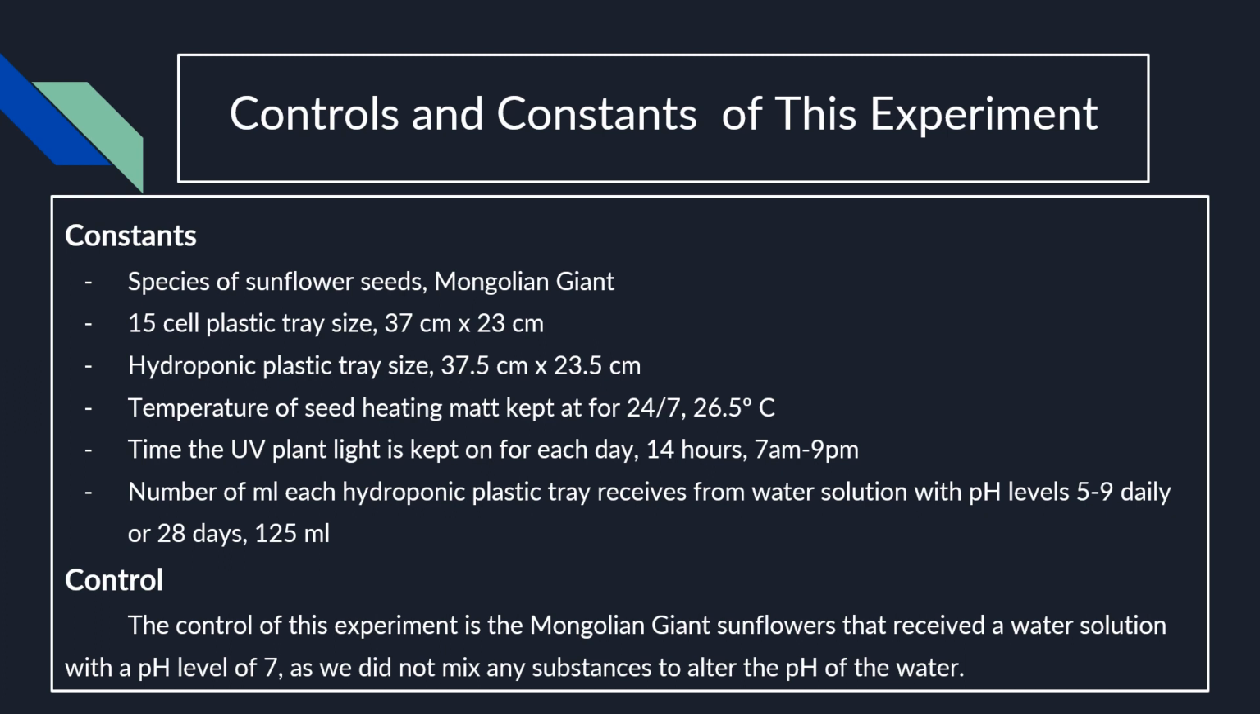The controls and constants of this experiment were: the species of sunflowers, which were the Mongolian giants, the 15-celled plastic tray size, the hydroponic plastic tray size, and the temperature of the seed heating mat, which was kept at 26.5 degrees Celsius. The control of this experiment was the Mongolian giant sunflowers that received a water solution with a pH level of 7, as we did not mix any substances within the water.